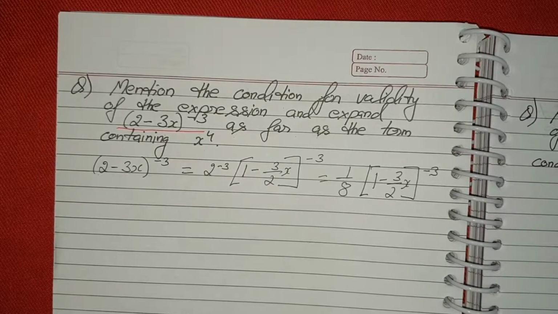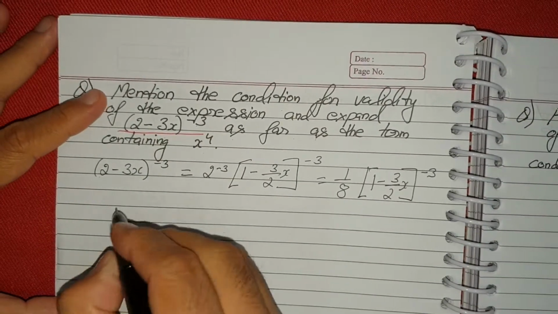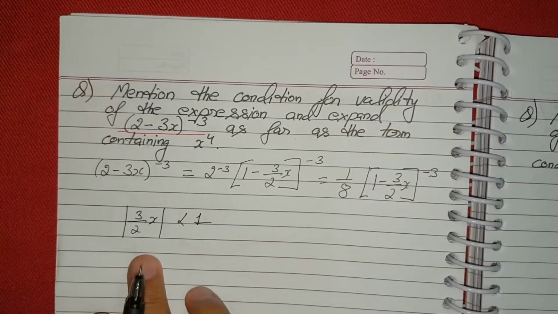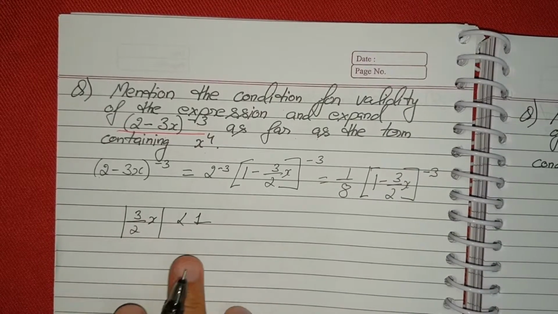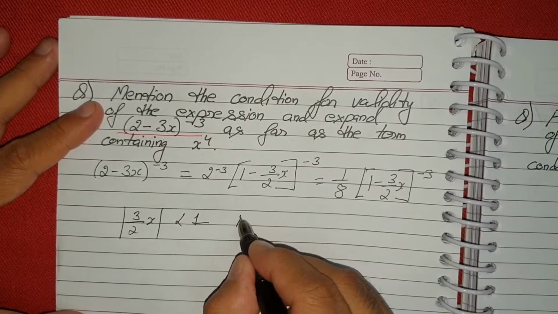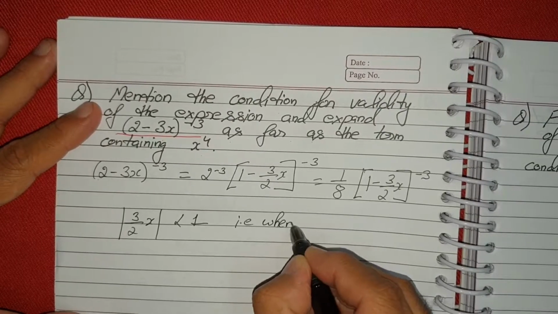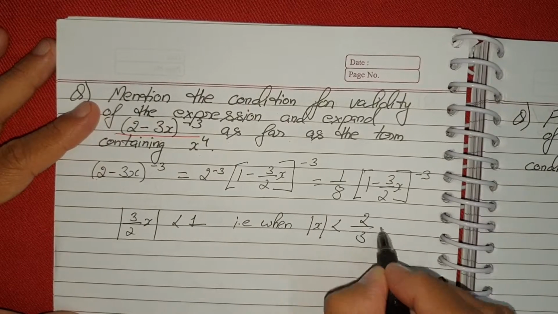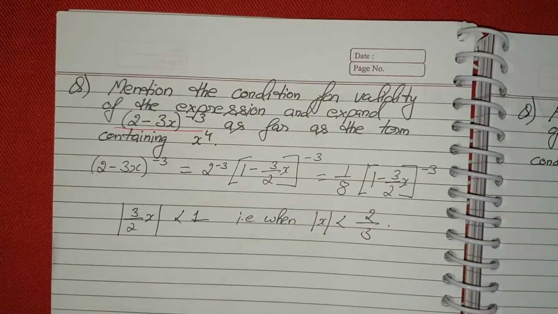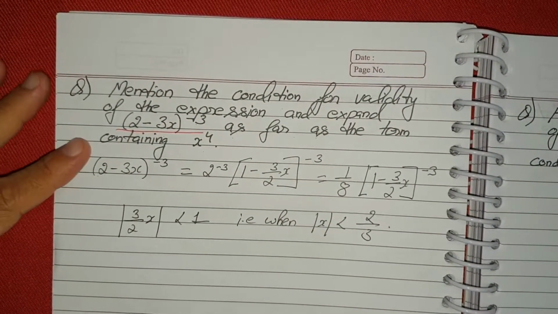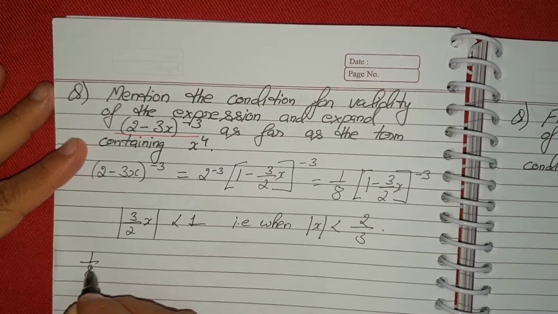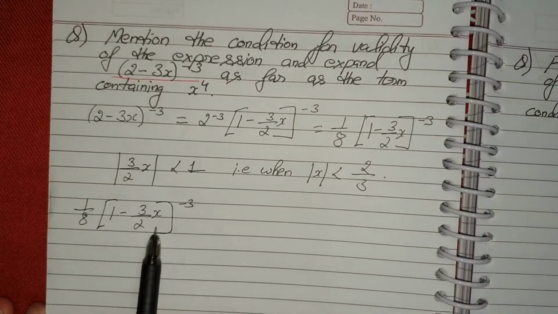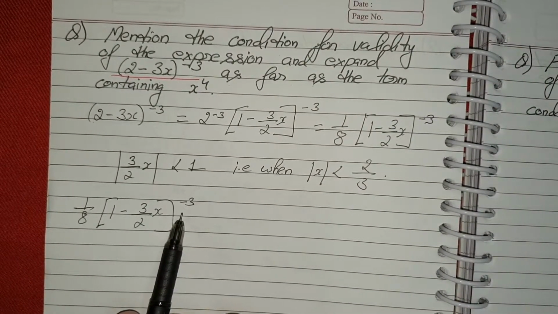Now the condition, the expansion is valid when modulus of 3 by 2 x is less than 1, that is when modulus of x is less than 2 by 3. Okay. So now let us start with the expansion. So now this is the value 1 by 8 into 1 minus 3 by 2 x to the power minus 3.